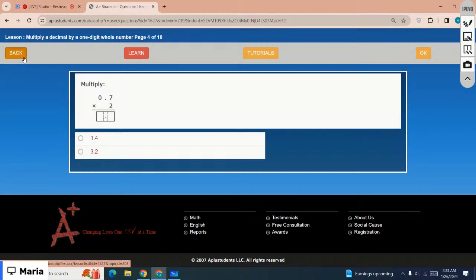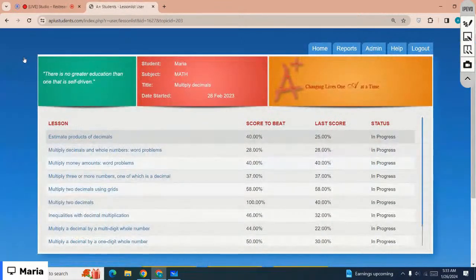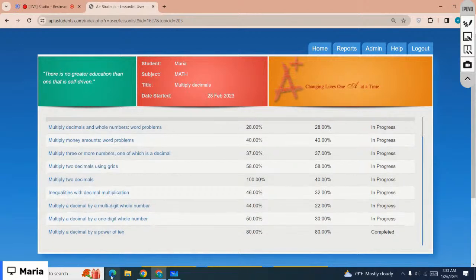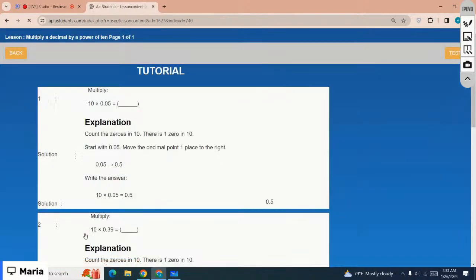Okay, you can complete the lesson by yourself later today. Let me just move on to the next lesson because you already know how to solve these questions, right? The next lesson is multiply a decimal by a power of 10. Okay, so how do we multiply the decimals with the power of 10?